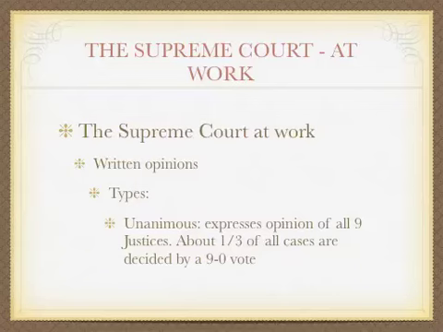After voting on Fridays, it doesn't mean that they walk out Friday afternoon and announce how the justices voted. They have to write the opinions, and this is where the Chief Justice is able to exercise one of their greater powers. Now, if there's a unanimous decision, that means that all 9 justices felt that this was the way the case should be decided. About 1/3 of all cases that reach the Supreme Court are decided by a 9-0 vote.